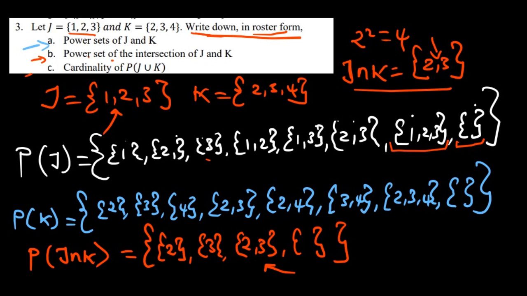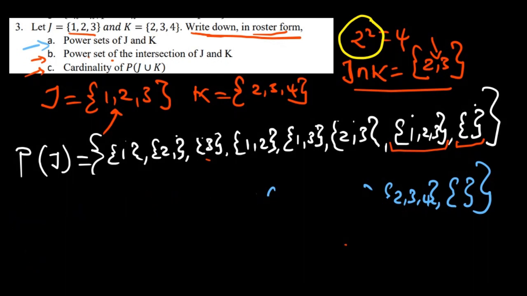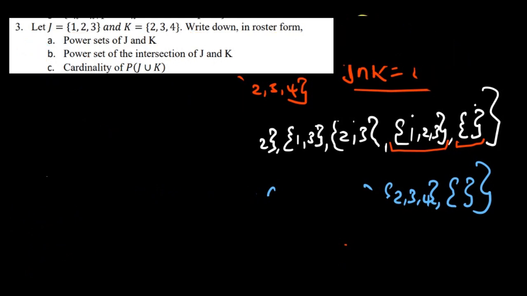And then on the last one, they're saying find the cardinality of the power set of J union K. So we have to find the power set of J union K, and then we count the elements. The cardinality means the number of subsets. So we are going to be using the formula that I've been using. All right, so let's first of all find the union of set J and set K there.